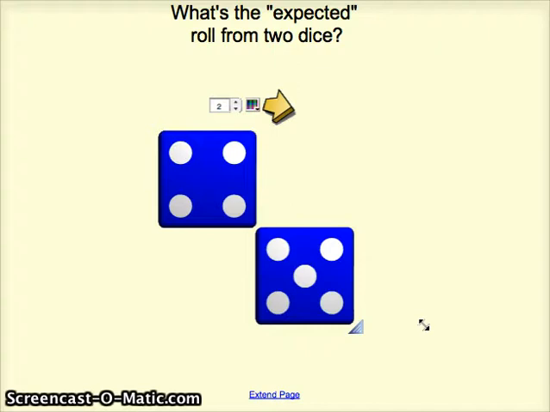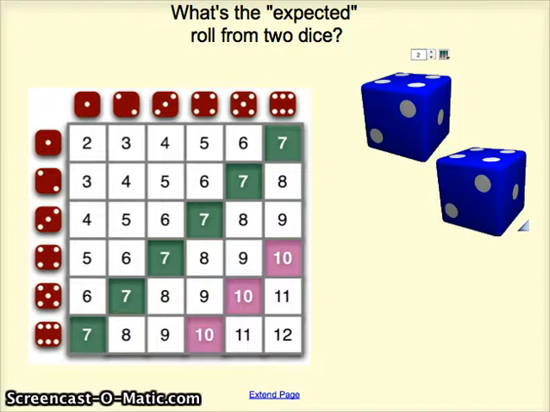And if I asked you a simple question, what's the expected roll from two dice? I mean, what would you say? Because there are many combinations, anything from a 2 to a 12, but what's the expected roll? When we ask this in stats, we're really asking what's the mean of the discrete random variable for a roll of two dice. And if we roll two dice, these are all the possible outcomes here.